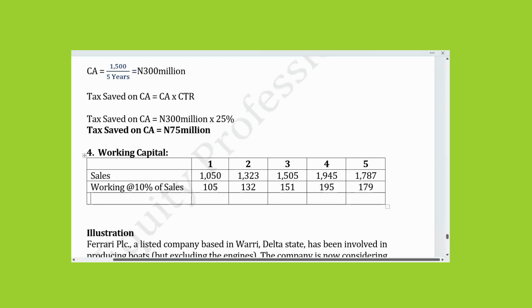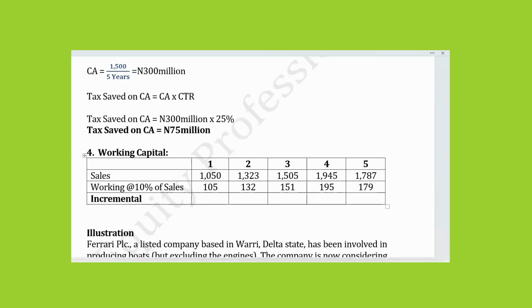When you look at our working capital, you will see that it is increasing from 105. It has increased to 195. Okay, working capital has increased from 105 to 195. Then in year 5, it dropped to 179. Before we get to that point, we need to determine our incremental working capital. It has increased from 105 to 132 to 151 to 195, then 179. Let's determine the incremental working capital.